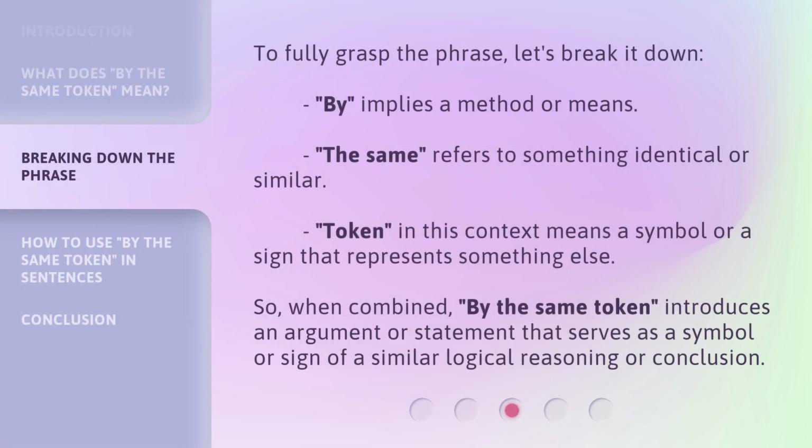To fully grasp the phrase, let's break it down. "By" implies a method or means. "The same" refers to something identical or similar. "Token," in this context, means a symbol or a sign that represents something else. So, when combined, "by the same token" introduces an argument or statement that serves as a symbol or sign of a similar logical reasoning or conclusion.